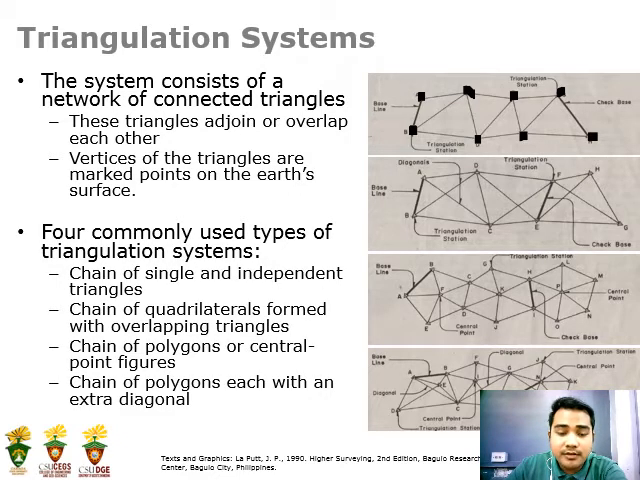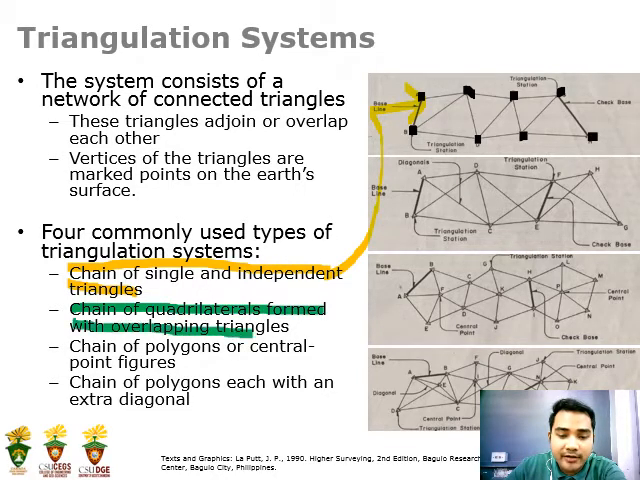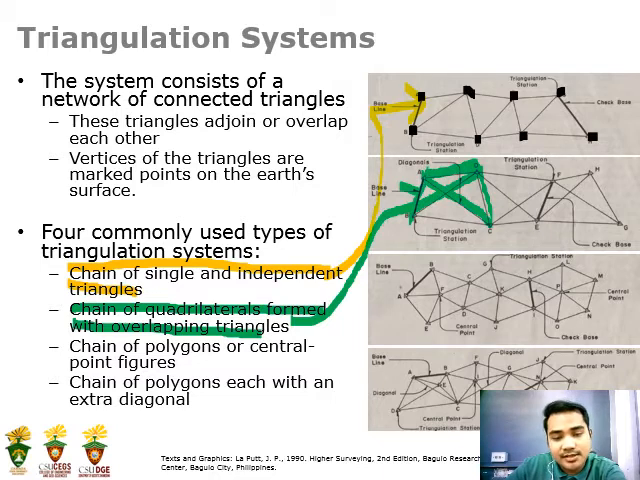The four commonly used types of the triangulation system are, first, the chain of single independent triangles. Ang example niya, class, kining independent single triangles is kani. So single lang siya, simple lang siya nga triangulation. The next one is the chain of quadrilaterals formed with overlapping triangles. Example niya is kana, no? So ang triangles mag-overlap siya kay naa siya kani na triangle tapos kani pod dayon na triangle. So that's overlapping.